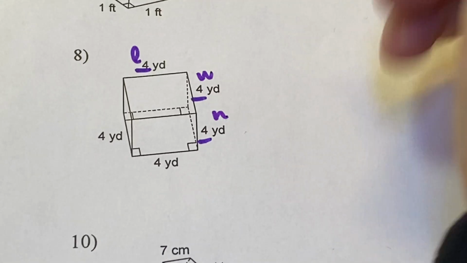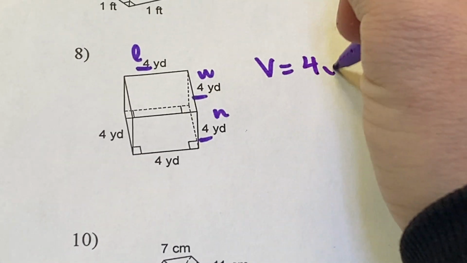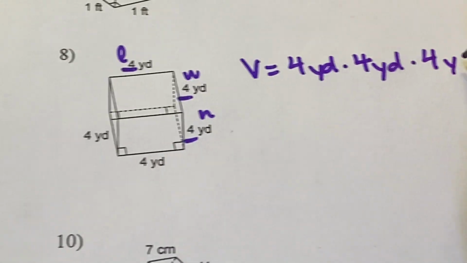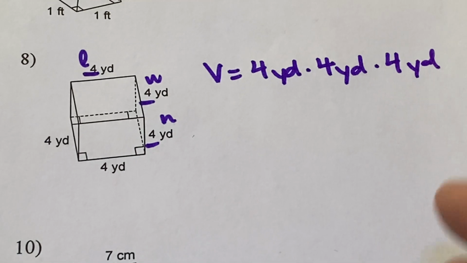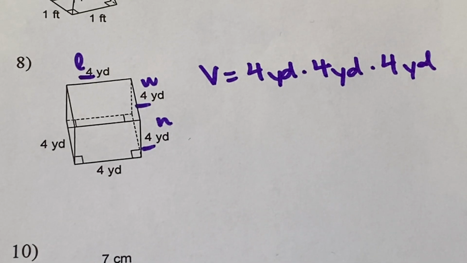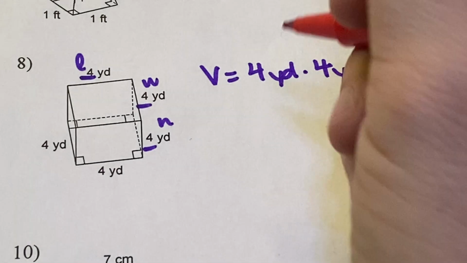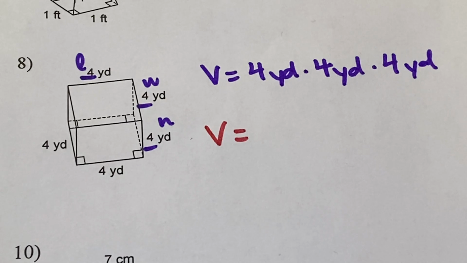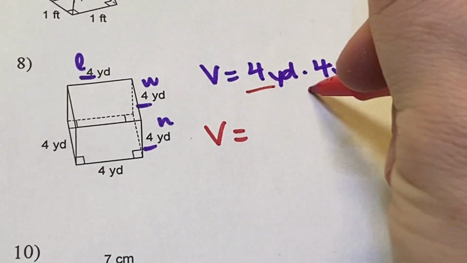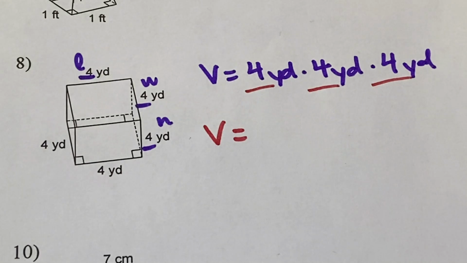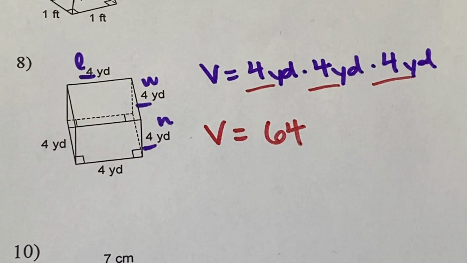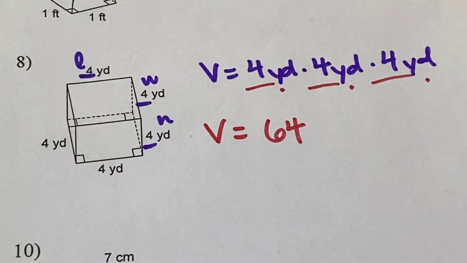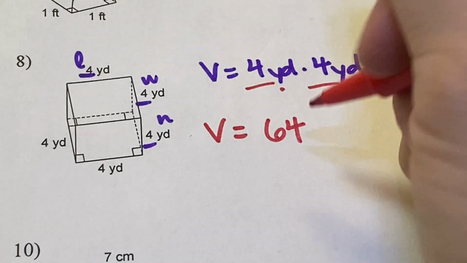Beautiful. Okay, so the volume of this one is 4 yards times 4 yards times 4 yards. Well, 4 times 4 is 16. 16 times another 4 is going to give us what? Or what is 4 to the 3rd power? 16 times 4... 24? Super close. 64. Okay, 64 yards what? We multiplied 3 yards together, so cubed. Beautiful.